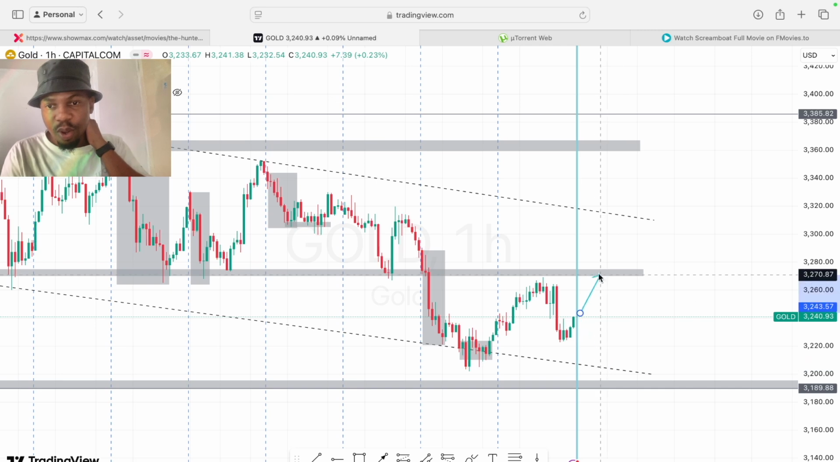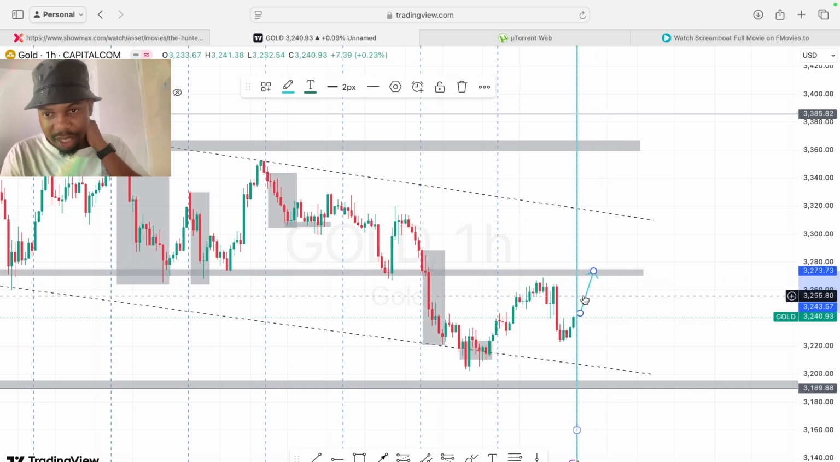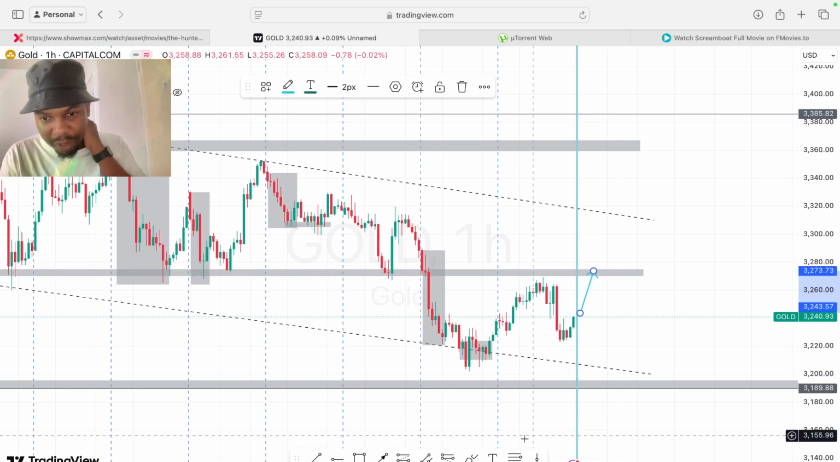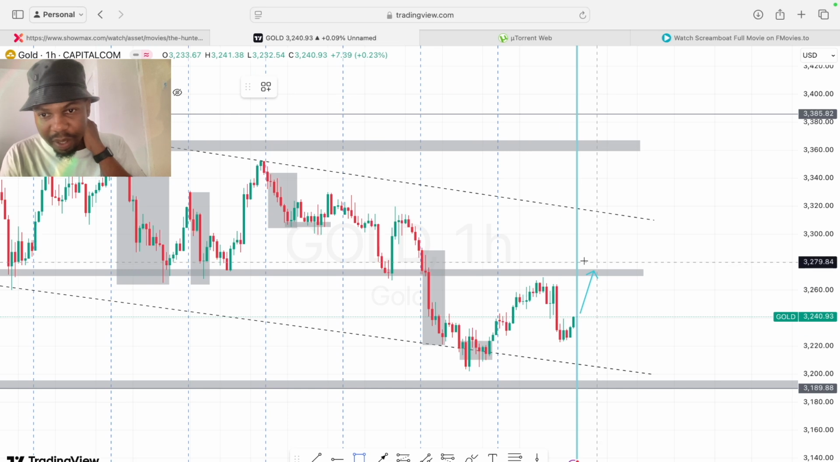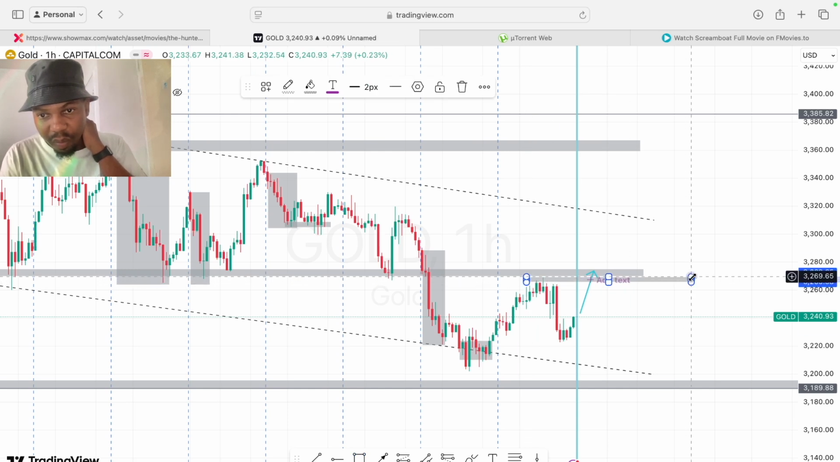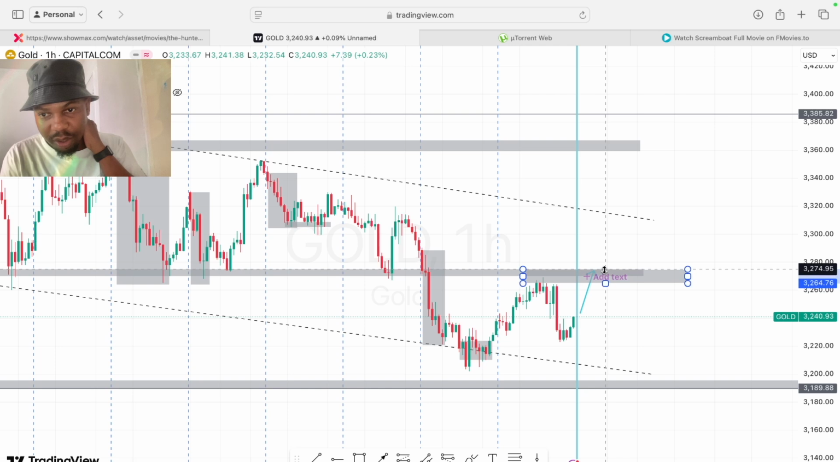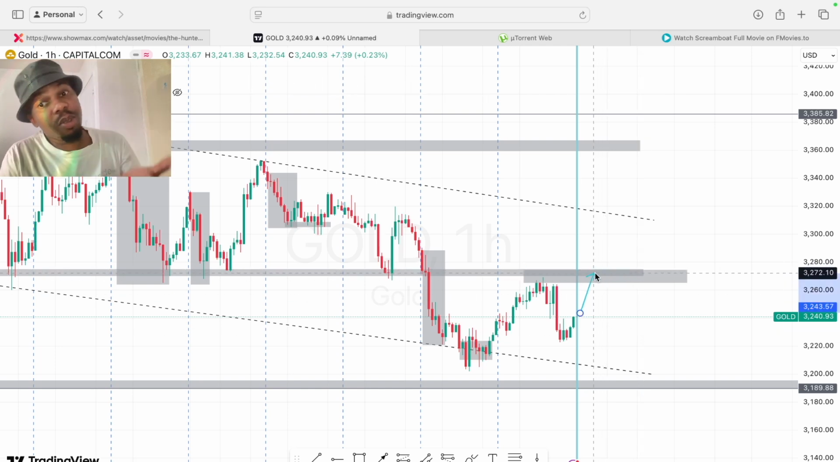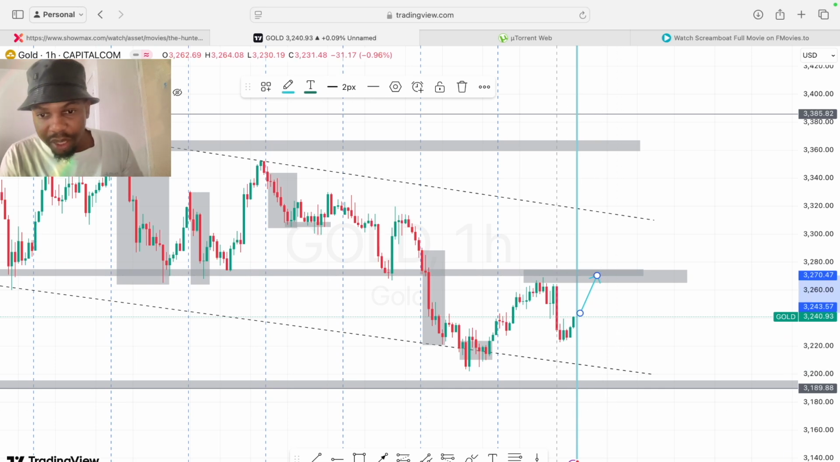Or we push up. We have this support turned resistance here, but we also have this resistance here. You understand? We have double resistance here. So we can somehow just make it one resistance zone, just increase the size of it. So if we make our way here and we don't close above, we know that we are going to sell.